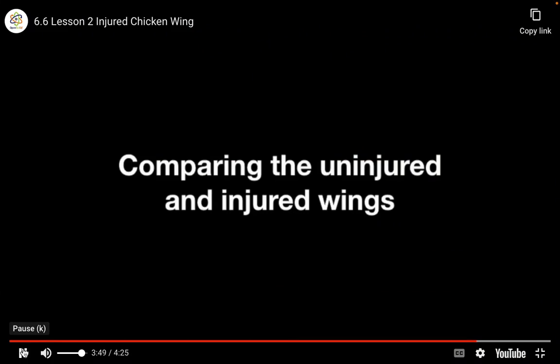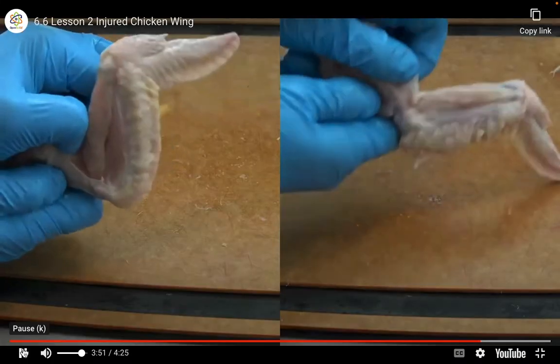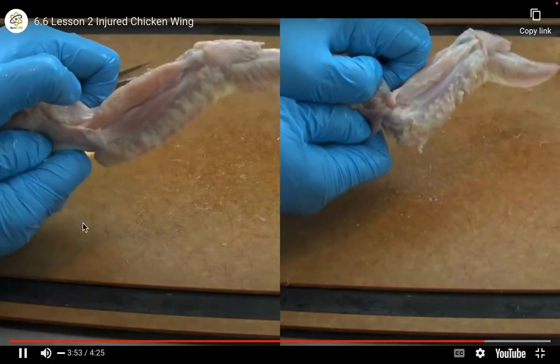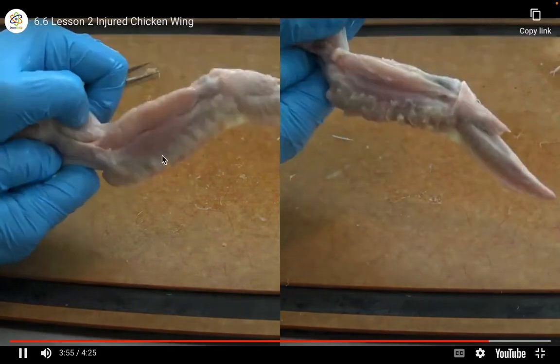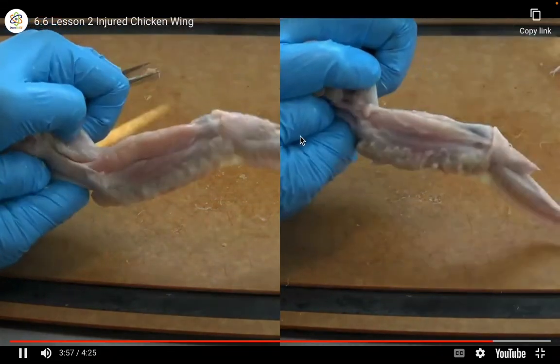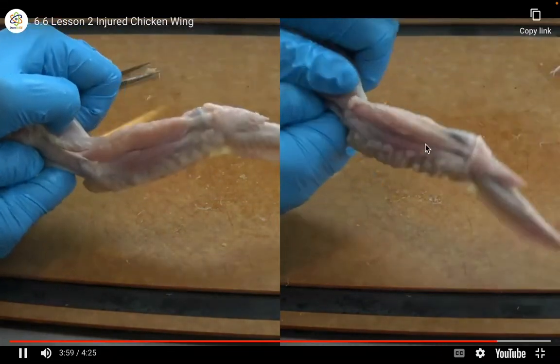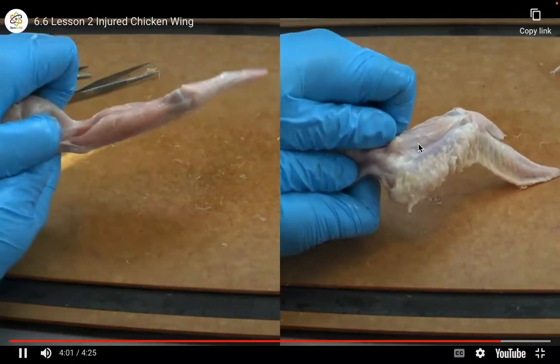So now they're just going to show the two videos side by side so we can see the injured and the uninjured. And you can see from the uninjured, definitely doing motion like it should be, and the injured wing is not doing what it's supposed to be.